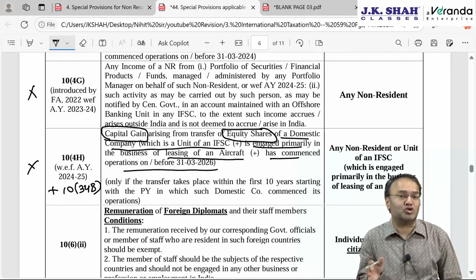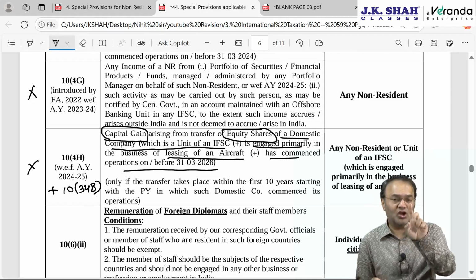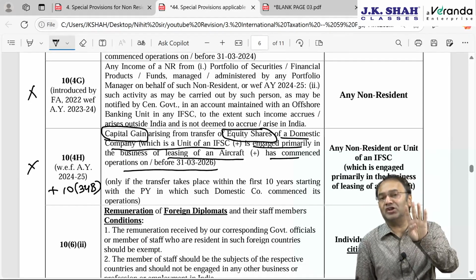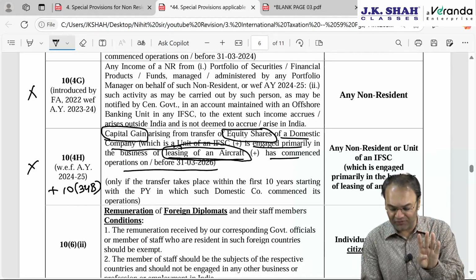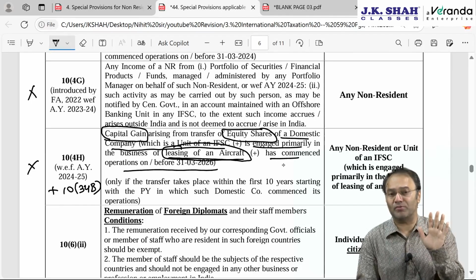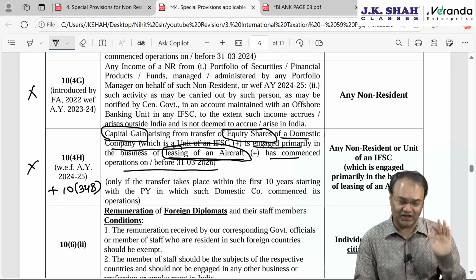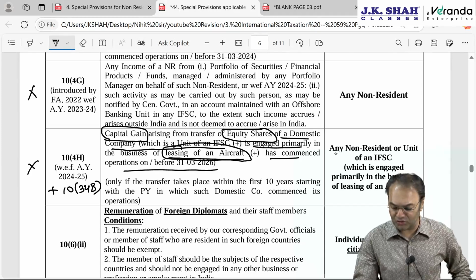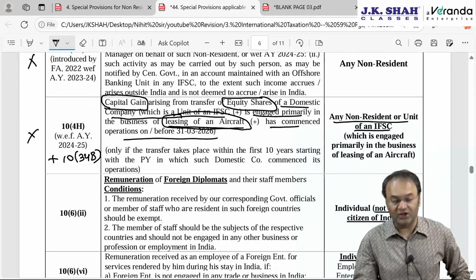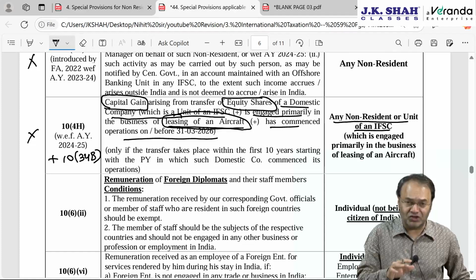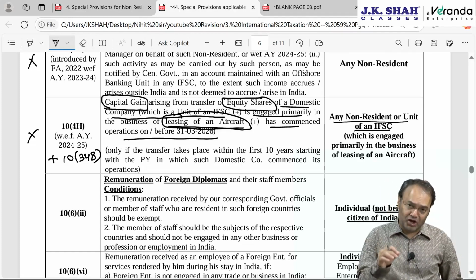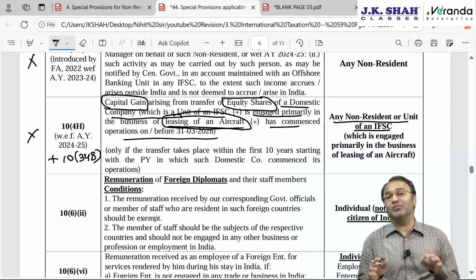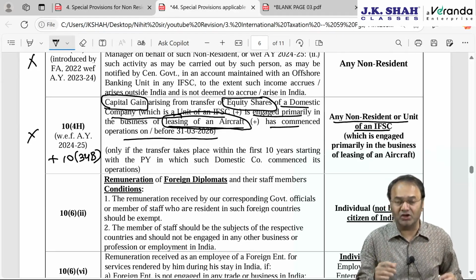Capital gain, long term or short term, arising from transfer of equity shares of a company which is a domestic company which is located in IFSC, plus is engaged in the business of operating aircraft or leasing of aircraft and has commenced operations on or before 31st March 2026. That is fine. Who should be the transferor? Transferor should also be non-resident or unit of IFSC. The company whose equity shares are transferred should also be a domestic company located in IFSC whose primary business is to lease aircrafts or give aircrafts on lease.